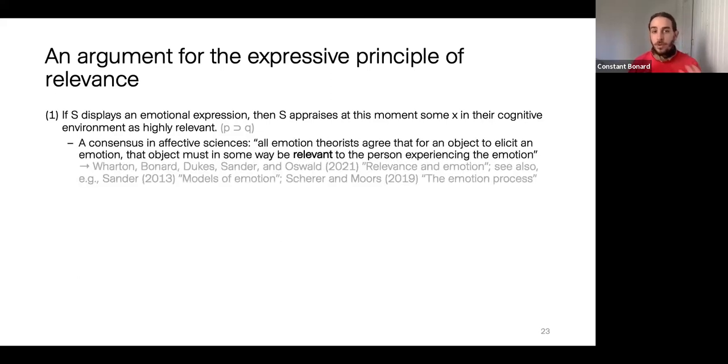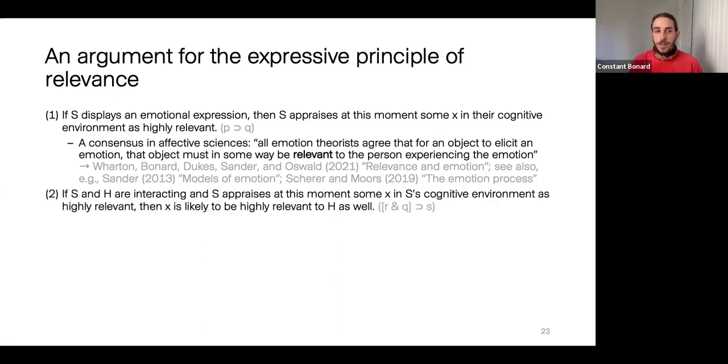And this is based on a consensus in affective sciences, which is that all emotion theorists, or at least a big proportion of the emotion theorists that are dominant today, agree that for an object to elicit an emotion, that object must in some way be relevant to the person experiencing the emotion. This is something we've written about with Tim Wharton, Daniel Dukes, Dave Sander, and Steve Oswald in this paper. And we argue that the term relevant used by affective sciences is, in important respects, targeting the same property as the term relevance in relevance theory.